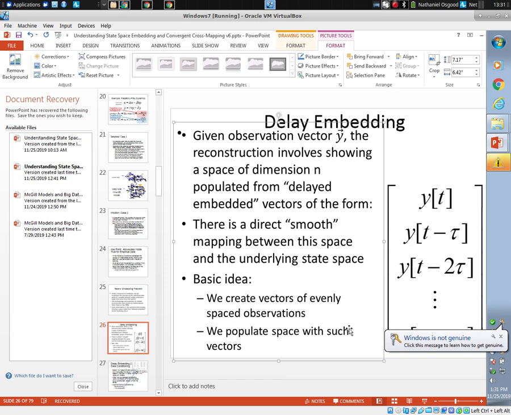What is tau in this part? Tau is the embedding delay, it's called. So it's some integer. It's some positive integer.